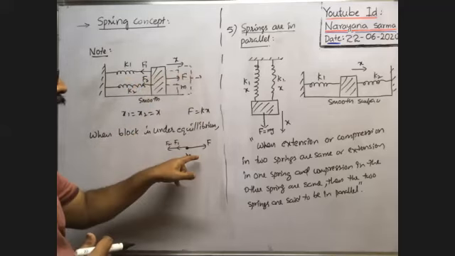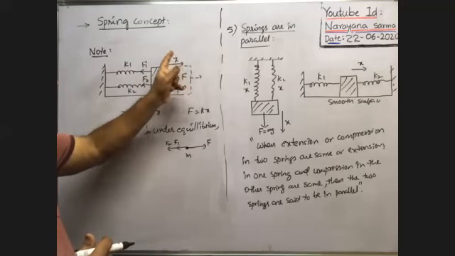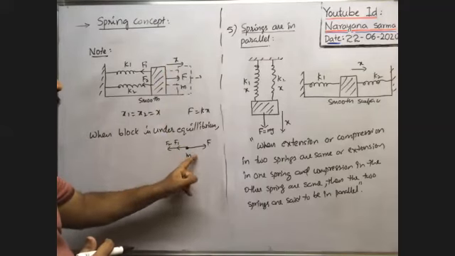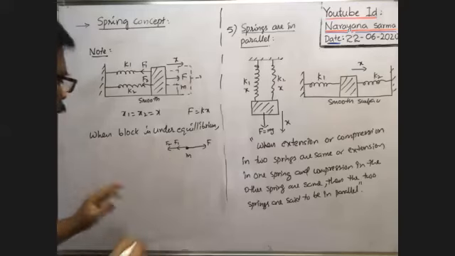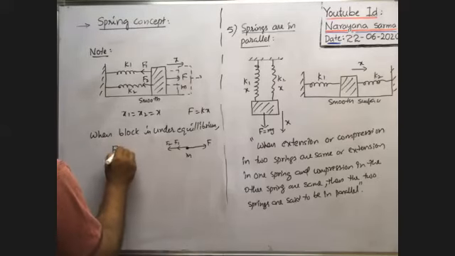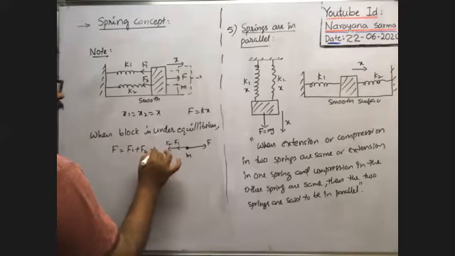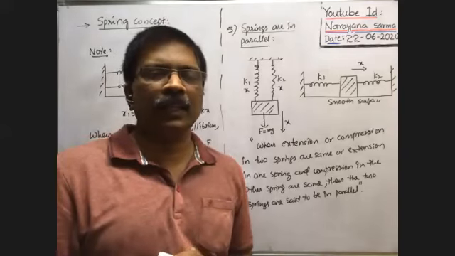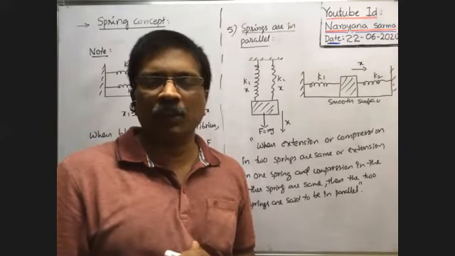Whenever the block is displaced through a distance x, whenever it is under equilibrium, then the net force must be 0. That means the sum of the forces acting on the body towards right and towards left are equal. That's why F must be equal to F1 plus F2. Okay, this is equation 1. So whenever the springs are connected in parallel, then the total applied force is equal to the sum of the spring forces developed in the two springs.